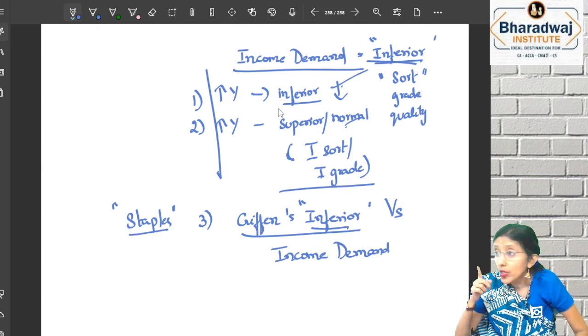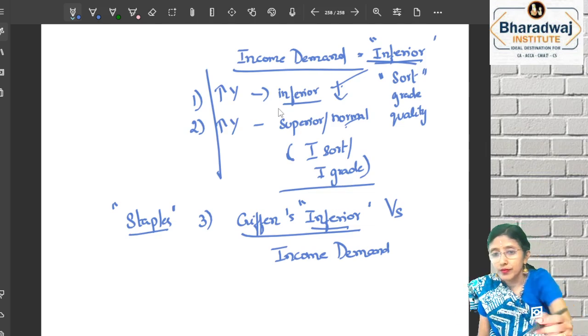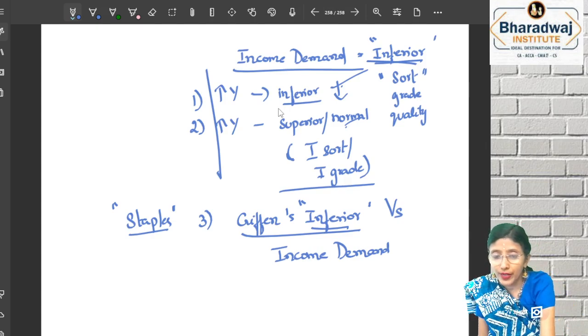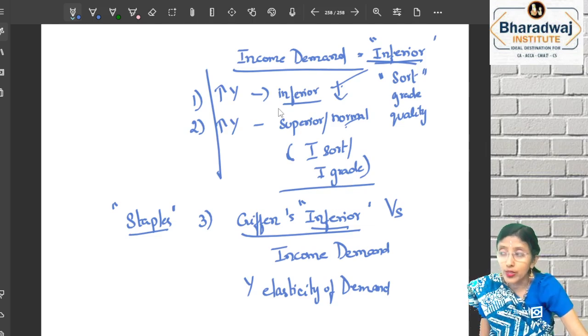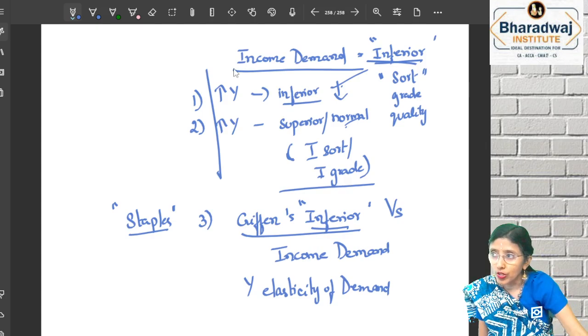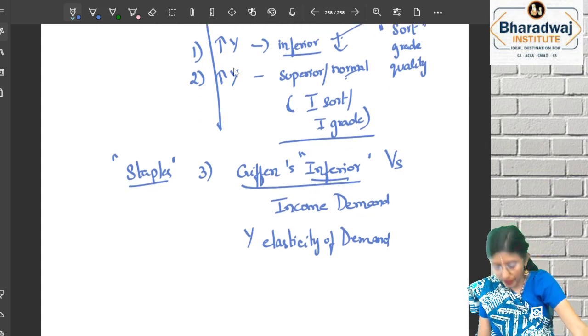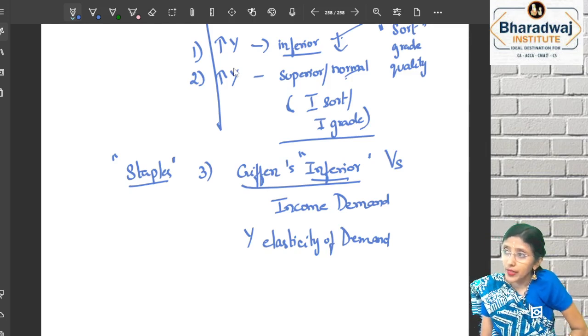So, when you say oranges have a negative income elasticity of demand, the degree of responsiveness of quantity demanded to changes in the price of orange is negative, inversely related. So what does it mean? It is income elasticity of demand. All these you have to revise. What is income elasticity of demand? Degree of responsiveness of quantity demanded to the changes in income. Negative.